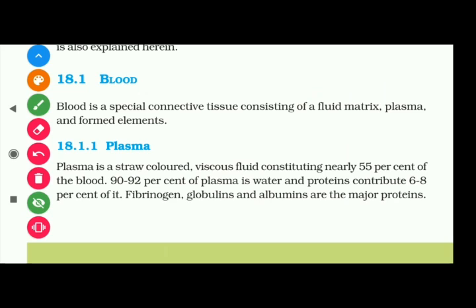Which type of protein is present inside the plasma? Fibrinogen, globulin and albumins. These three types are the major proteins forming the 6 to 8% of the plasma. So we will see how these three proteins work in the plasma.